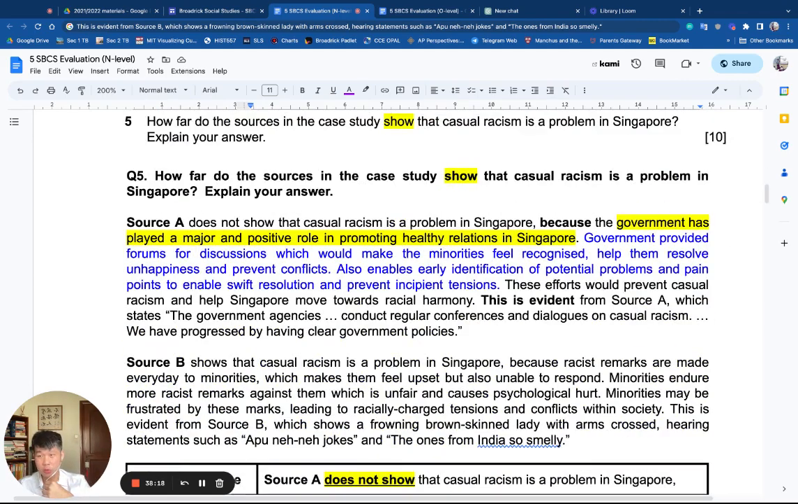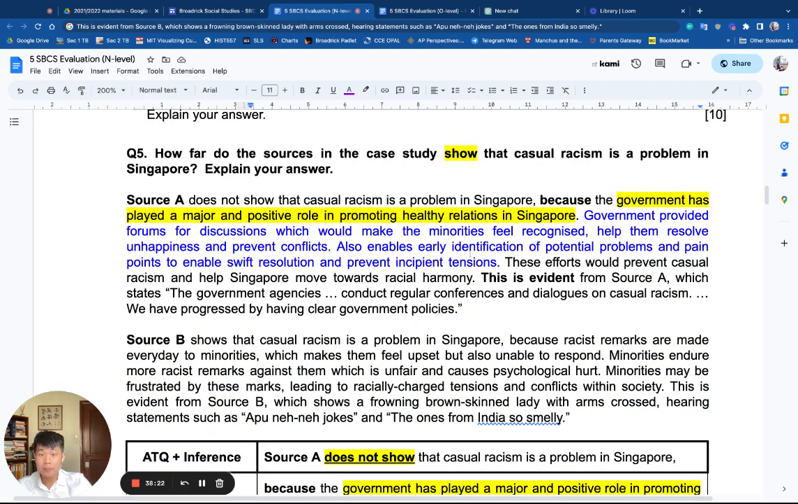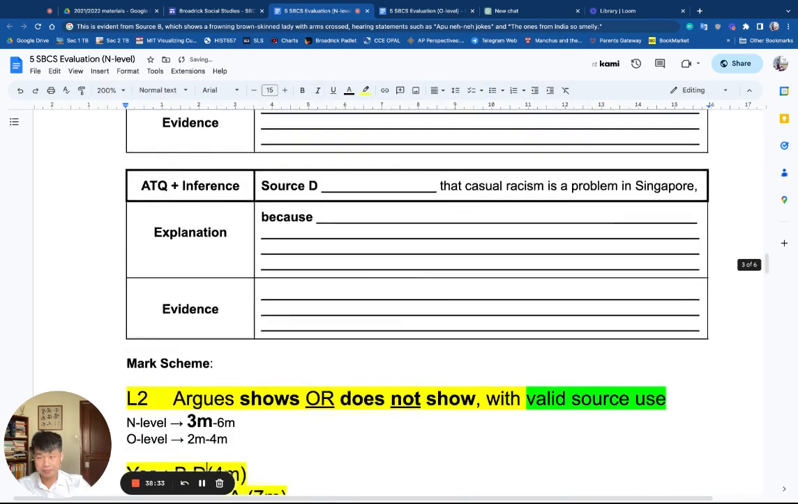You've understood the mark scheme, you know where we're going. You can now go and try source C and D, and then write the whole response on foolscap, staple behind your notes, and then submit based on the due date I've given you. Okay, the end for N level.